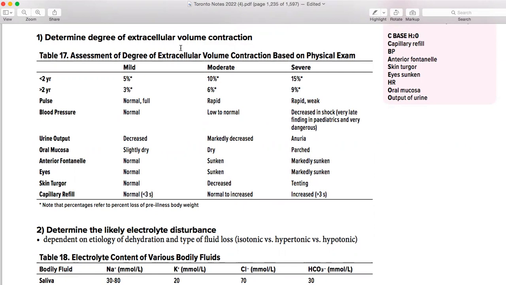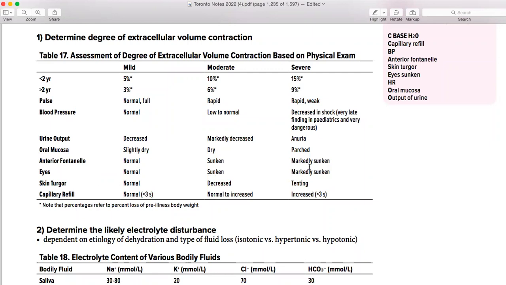Okay. Now coming to the first one. You need to know if it's mild, moderate, or severe. How you are going to see this is all in the presentation. The BP will be normal, or is it going to be low or decreased? Then the pulse, is it normal or is it rapid? The urine output, is it totally lost, like no urine coming out, or markedly decreased, or decreased? Oral mucosa, they will present you these kinds of features in your scenario. On the basis of that, you will get to know this is mild, this is moderate, and this is severe.